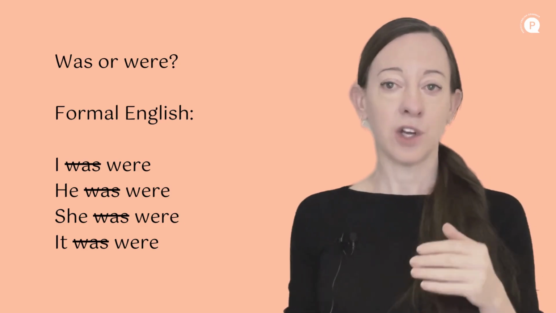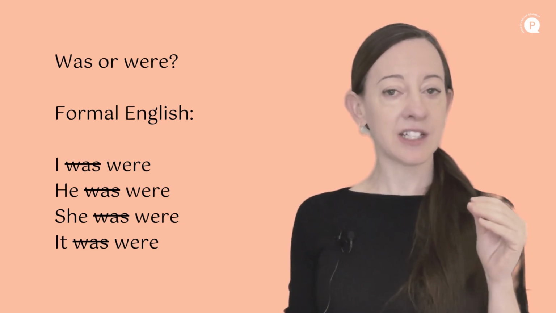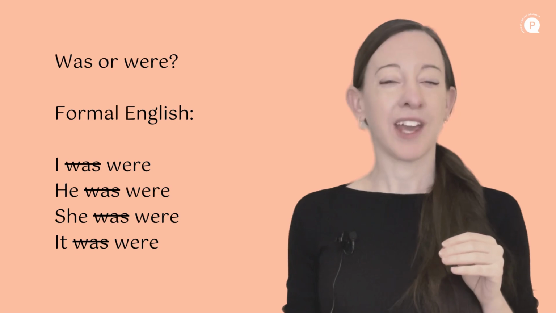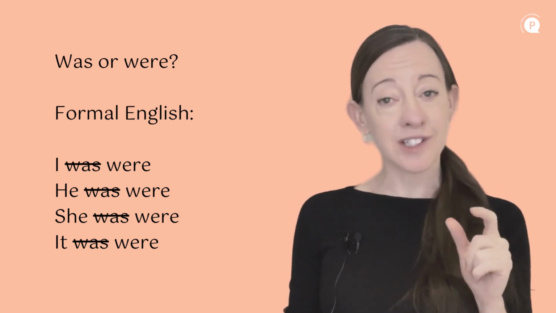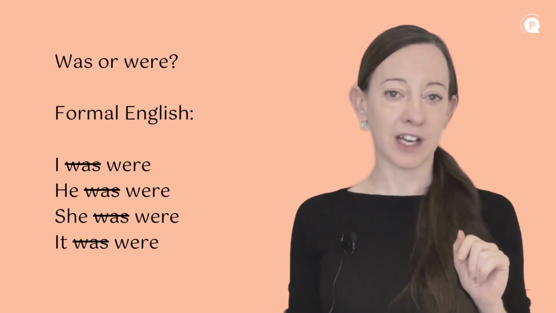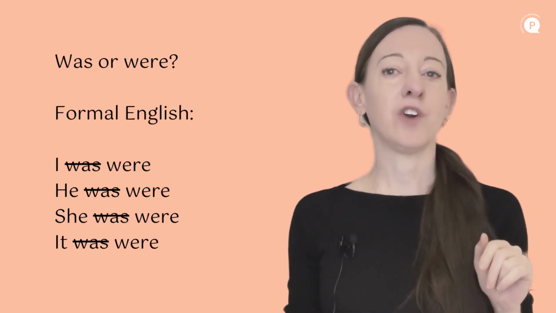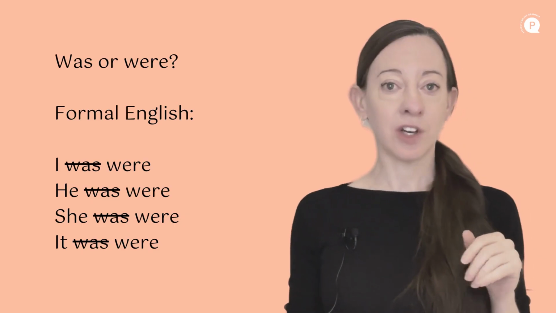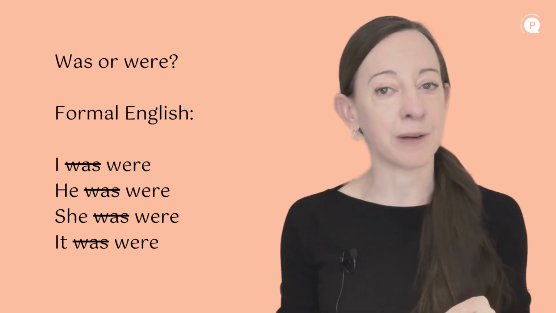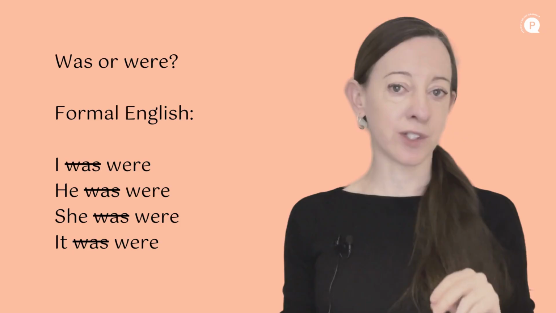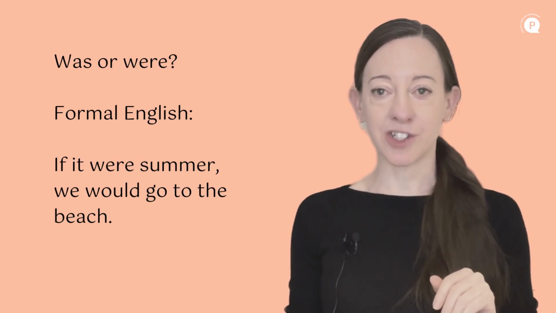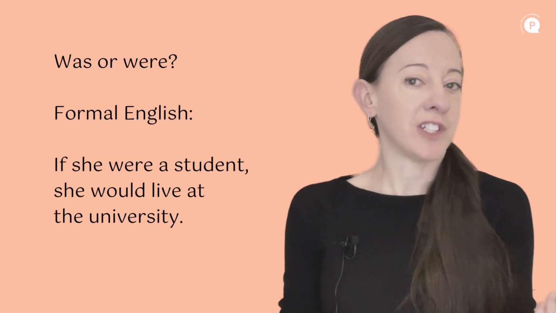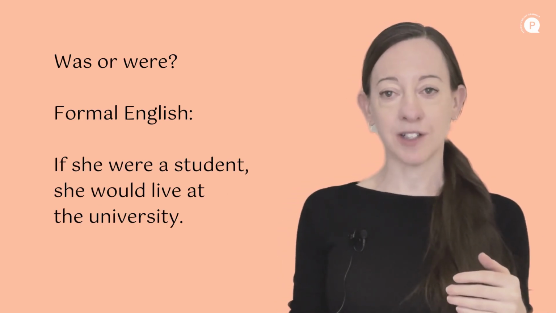We can use were instead of was with I and he, she, it in the if clause in formal English. And some people still think that was, in this case, is not correct. So, if you're having a formal conversation or writing something for an exam, the best idea is to use were. If it were summer, we could go to the beach. If she were a student, she would live at the university.